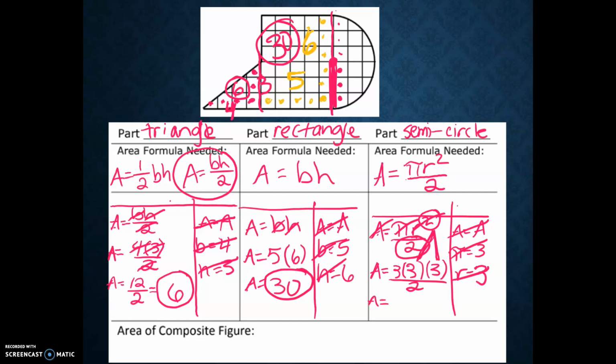A equals, well, 3 times 3 is 9. Okay, then times 3 divided by 2. I'm going to work down a little bit.